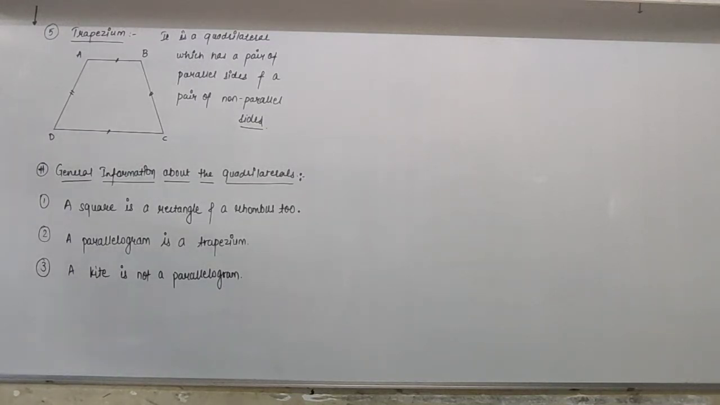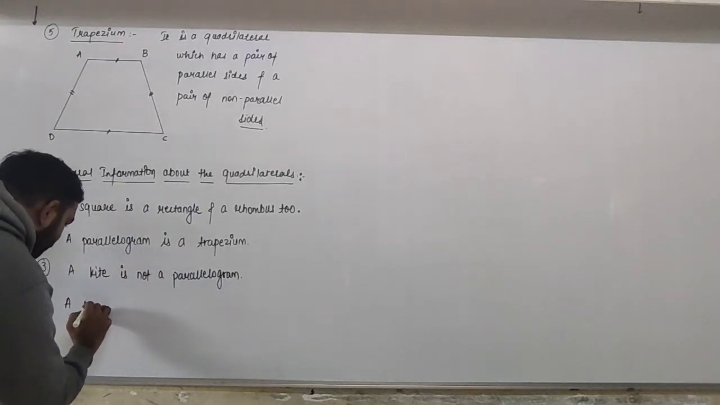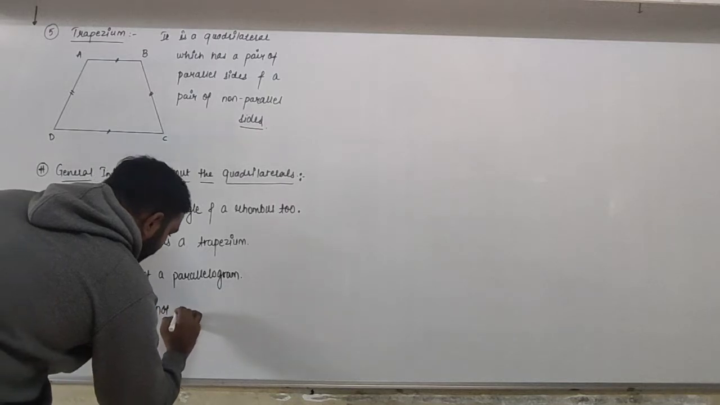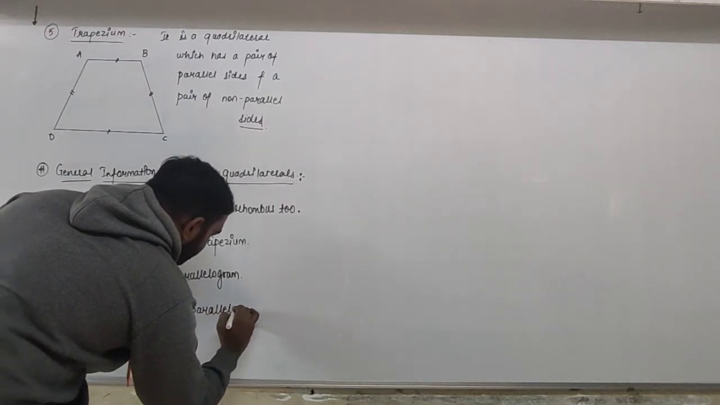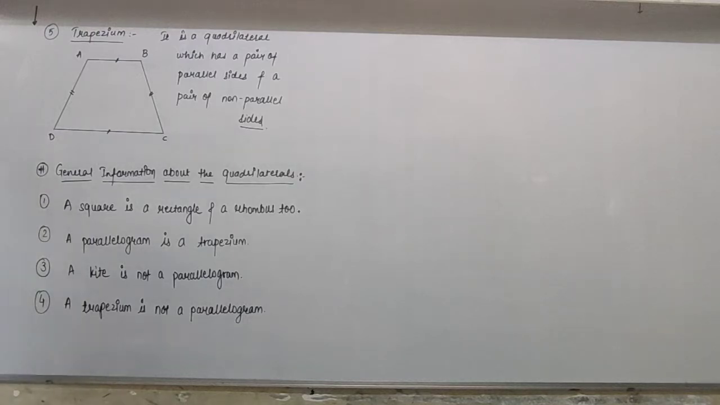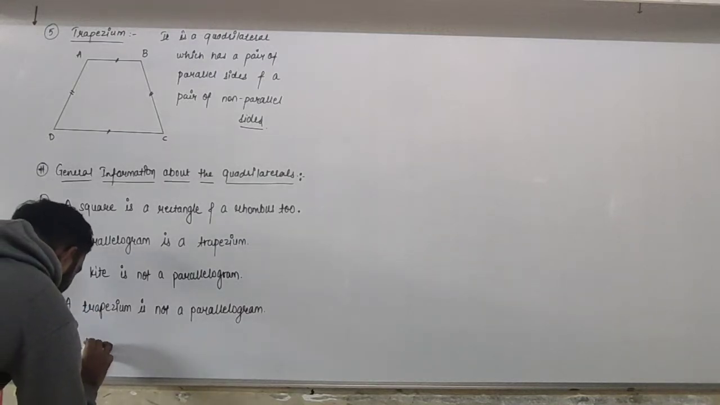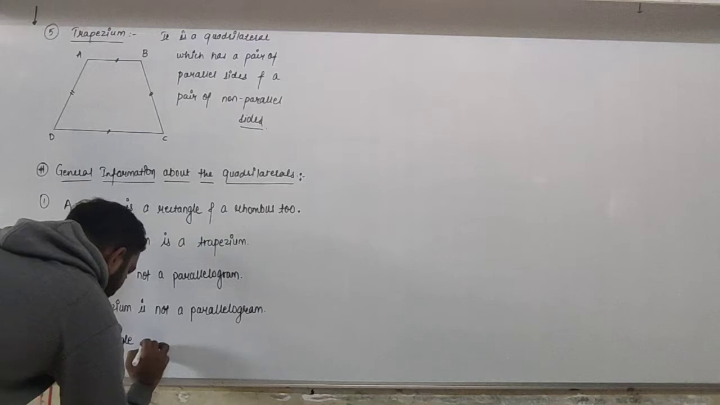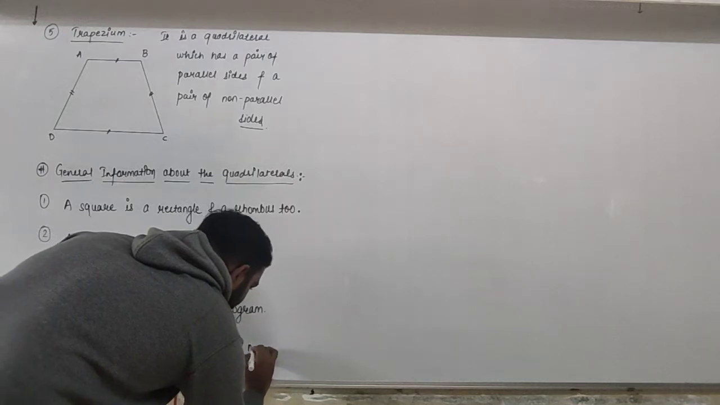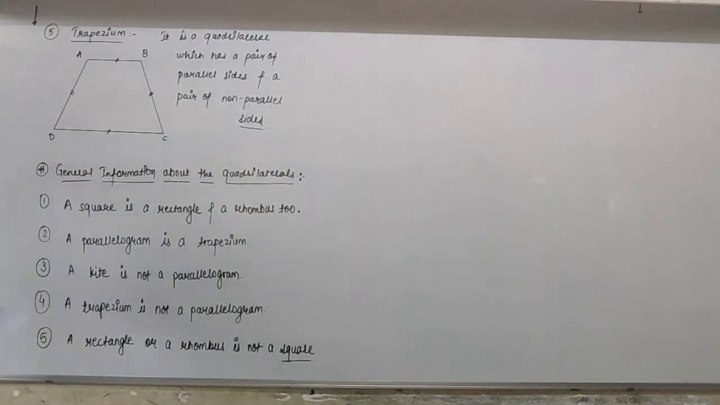So a kite is not a parallelogram. Again, as I said here in the second point, a trapezium is not a parallelogram, right? And finally, from the first point, a rectangle or a rhombus is not a square. As I said, a square is a rectangle or a rhombus.